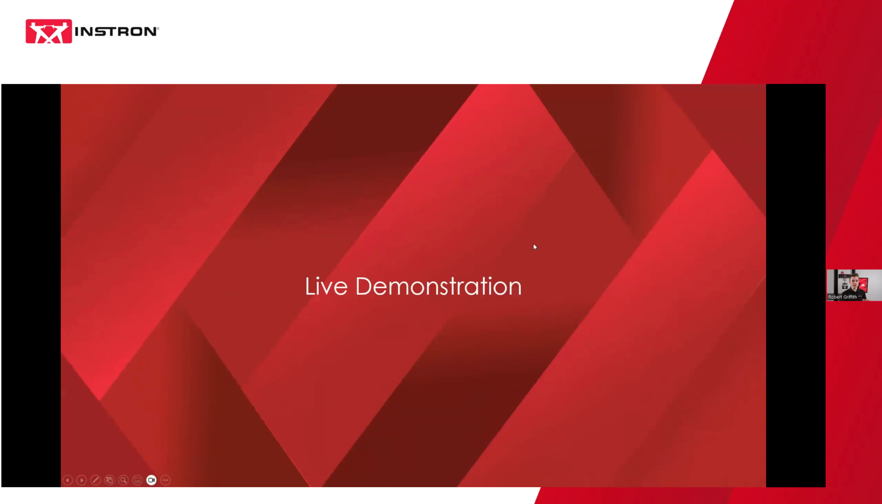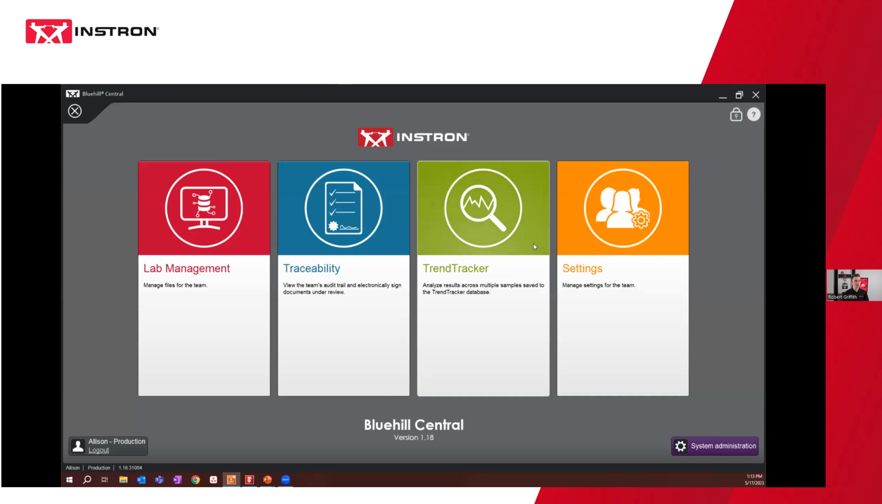So with that, those are all the slides I wanted to cover, and I'm going to jump into the actual software itself. So this is Bluehill Universal, or excuse me, this is Bluehill Central. This is the separate application that is typically installed on your laptop or your desktop PC, maybe against your centralized lab computer. And again, here are your four main modules: lab management, traceability, trend tracker, and settings.